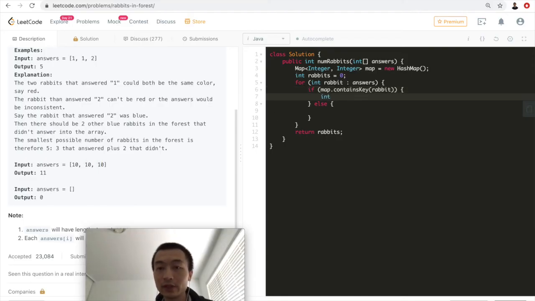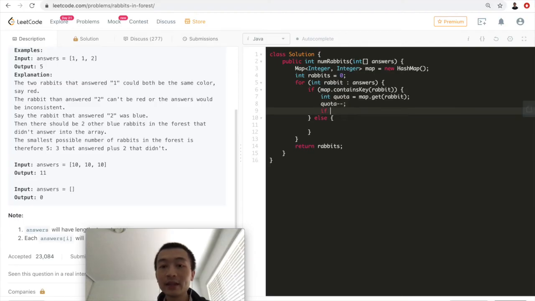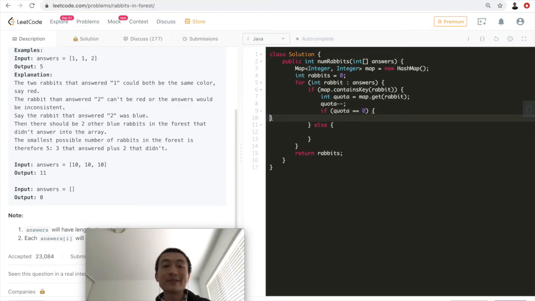It's like this is the second 10, the third 10, right? So we want to get the quota, map get rabbit. That means we're just going to use the second one to balance off one number of the quota, the same type of rabbit that we have encountered in the first place uses its peers' quota, right? So quota minus. And then we want to check if quota becomes 0. That means this entire type of rabbit have all answered the questions. They all have a place in the answers.